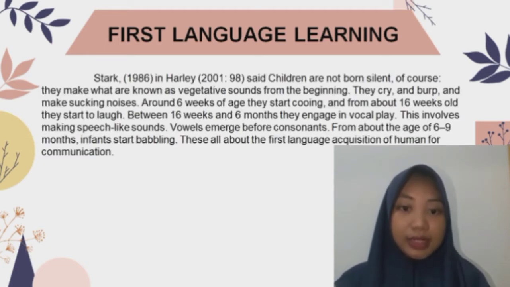Stark, 1986, in Harley said, "Children are not born silent. Of course, they make what are known as vegetative sounds from the beginning. They cry and burp and make shaking noises. Around 6 weeks of age they start cooing, and from about 16 weeks old they laugh. Between 16 weeks and 6 months is vocal play. This involves making speech-like sounds. Vowels emerge before consonants. From about the age of 6 to 9 months, infants start babbling." This is all about first language acquisition of humans for communication.